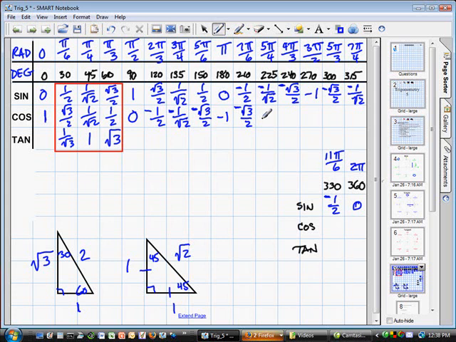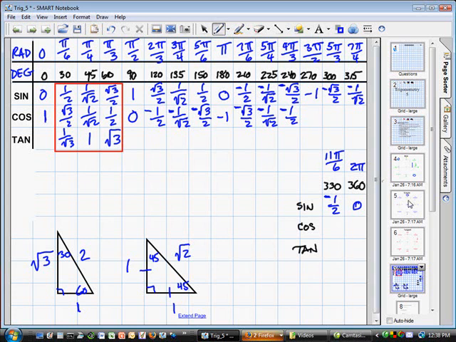225 is a 45 degree angle. Once again, get it from our red rectangular area over here. And we know the sign is negative. 240 is 60 degrees away from the x-axis. So we're back to 1/2. And because we're to the left of the y-axis, this still has to be negative.